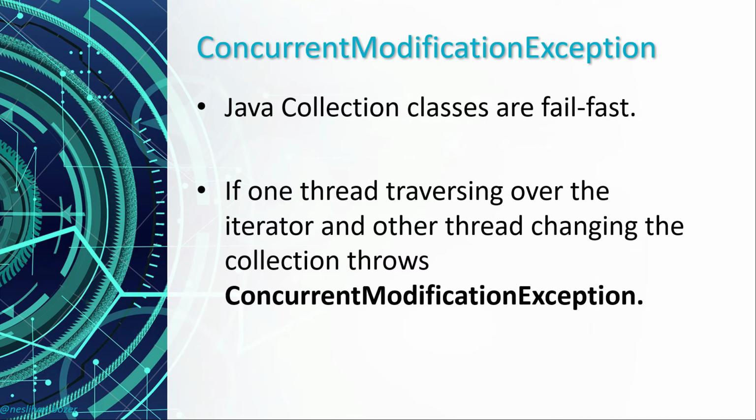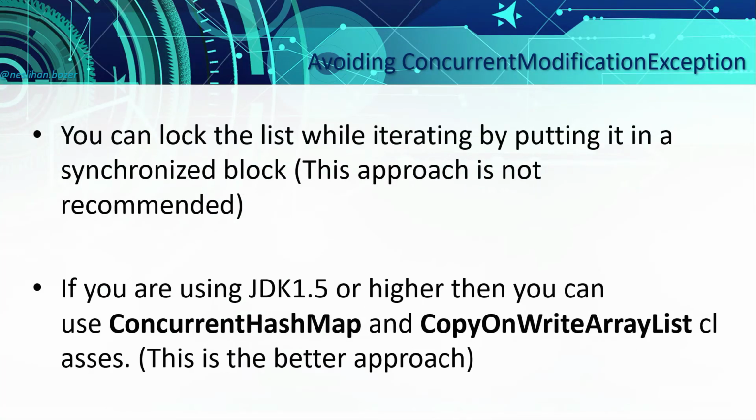Fail-fast behavior cannot be guaranteed, as it is not possible to make any hard guarantees in the presence of unsynchronized concurrent modification. Fail-fast operations throw ConcurrentModificationException on a best-effort basis. Therefore, it would be wrong to write a program that relies on this exception to provide thread safety. ConcurrentModificationException should be used only to detect bugs.